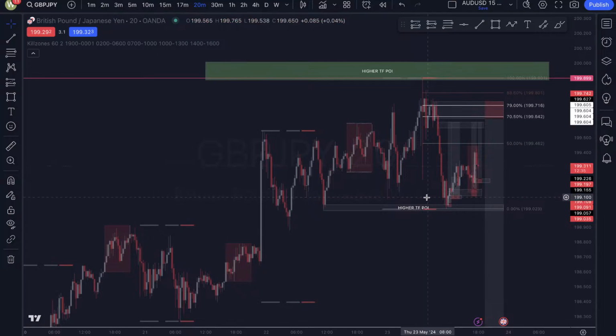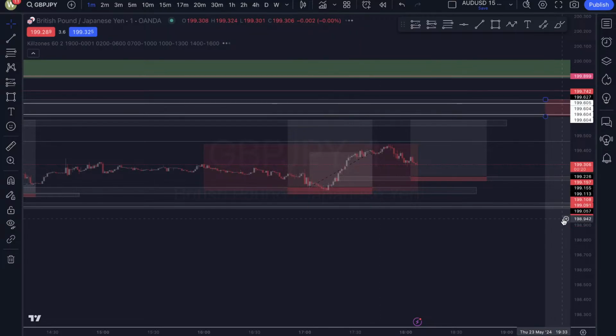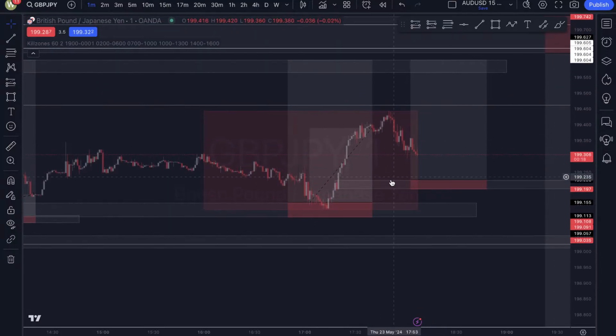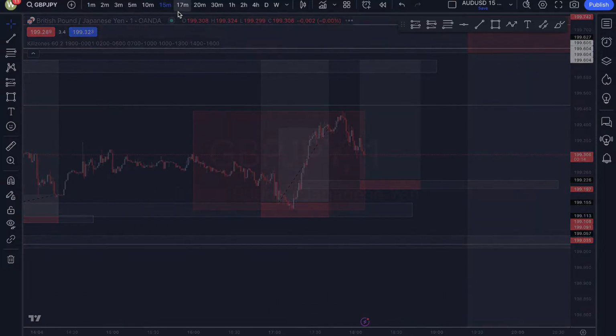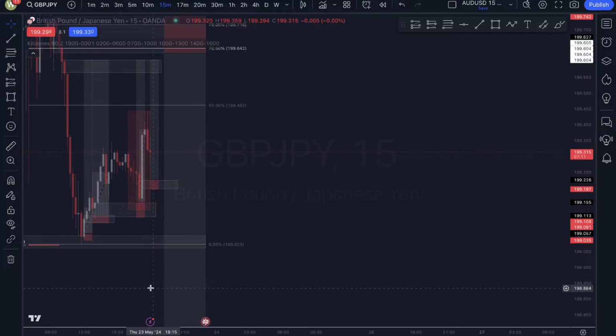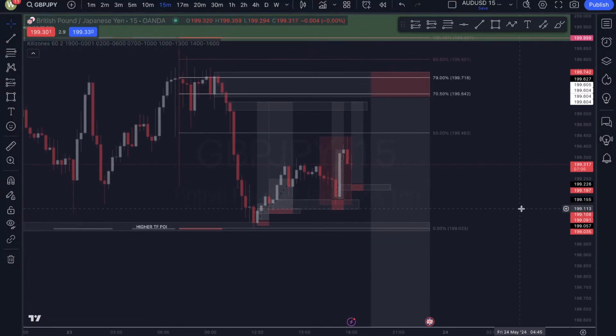So let's just continue following that structure, breaking these lows. This up thrust into it, imbalance, supply zone made. So let's continue following this. So yeah, that's what I really wanted to go over mainly.